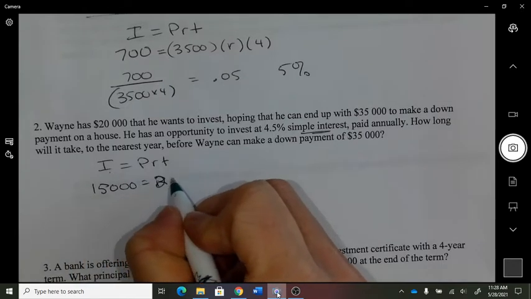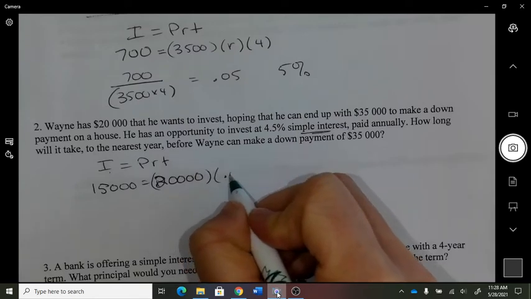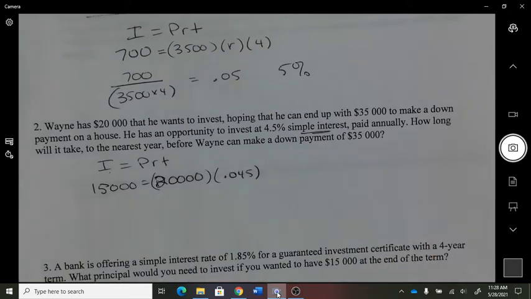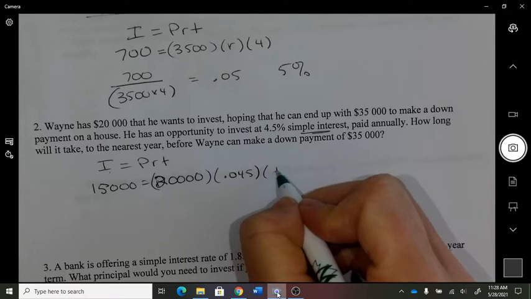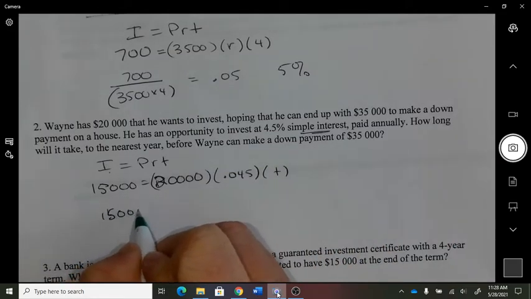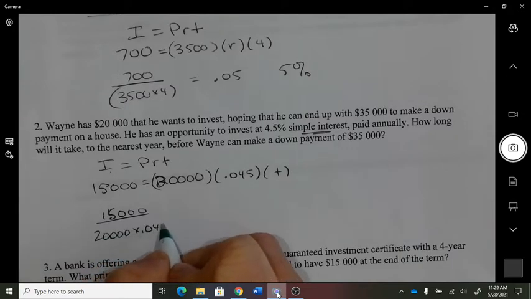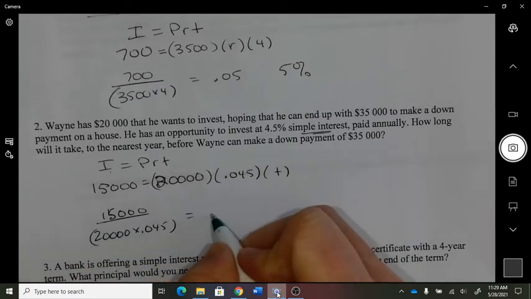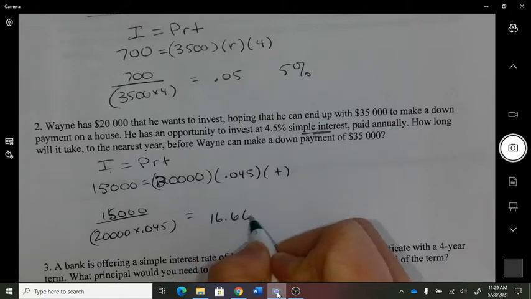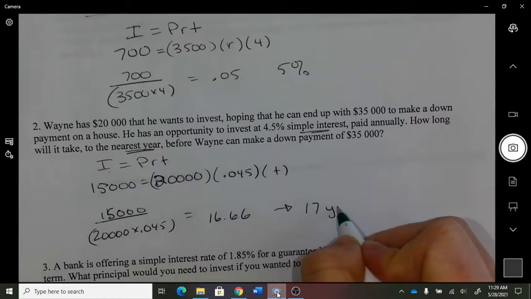Oops, so P, I can put 20 grand to start. R is 0.045, and then the time is what I don't know. So in my calculator, I'm doing 15,000 divided by 20,000 times 0.045 in brackets. So I get 16.66, and since it's said to the nearest year, I can answer 17.